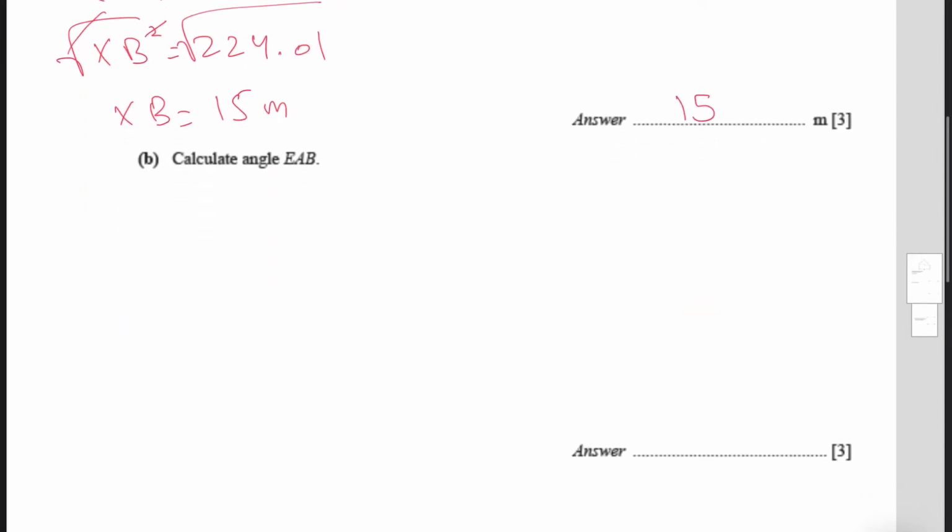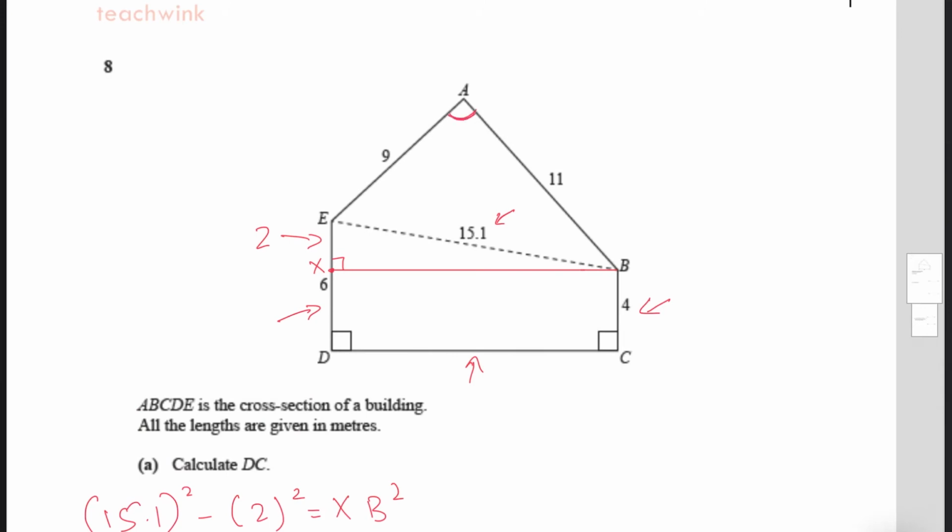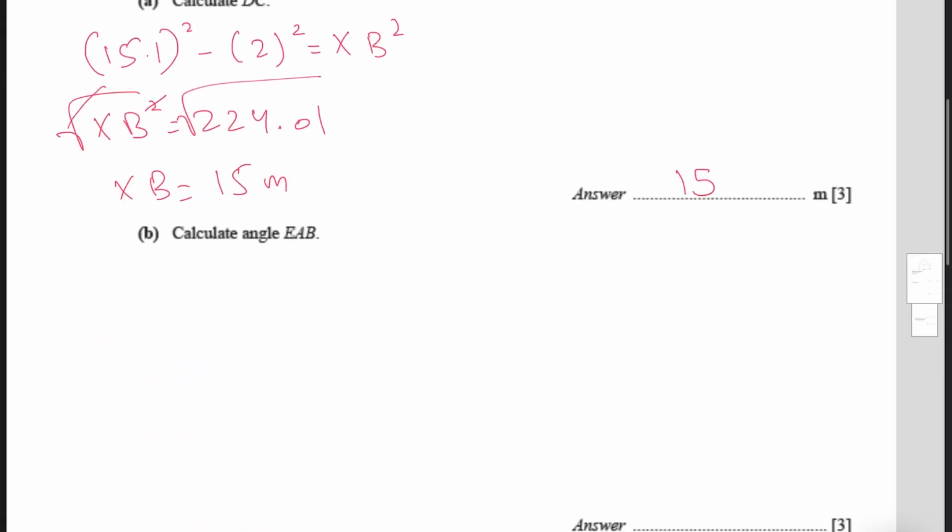The next part says calculate angle EAB. That means they've asked us to find this angle right here. So we have this length, we have this length, and we have this length. The easiest way to do this is use the cosine rule. So what I write is, 15.1 whole square equal to 9 square plus 11 square minus 2 times 9 times 11 times cos EAB, because that is what we are looking for.